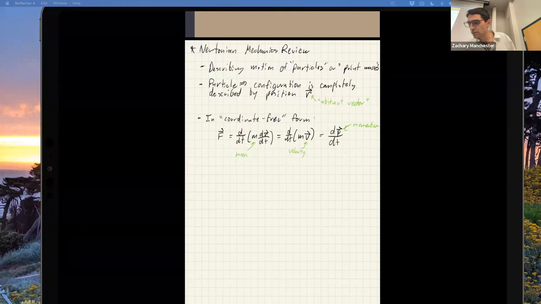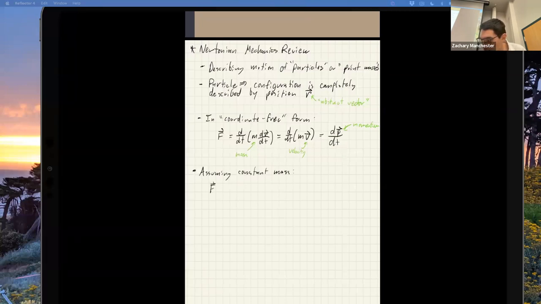Okay, so if we assume that the mass is constant, which isn't always the case, and there's one problem where it's not, that's a classic, which is the rocket equation, which is a fun one, then you can pull the M out, and we get the classic F equals MA thing.